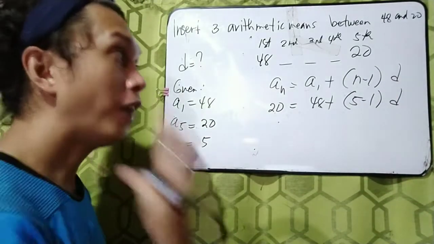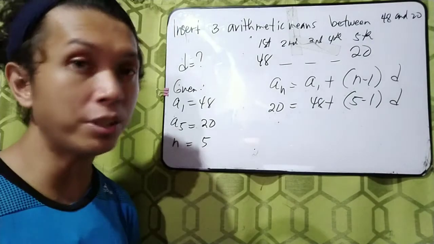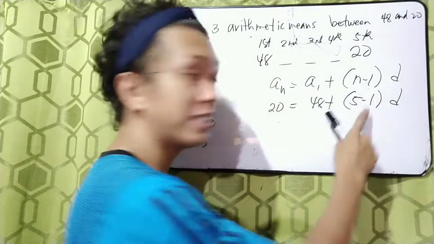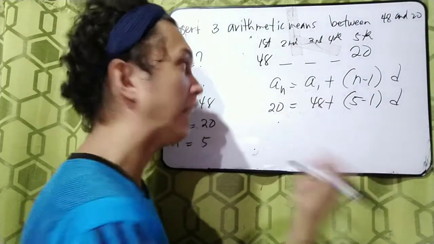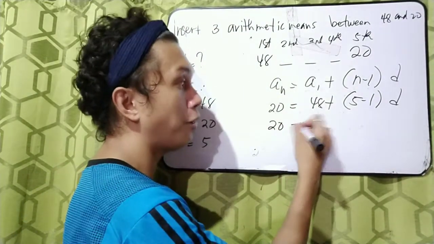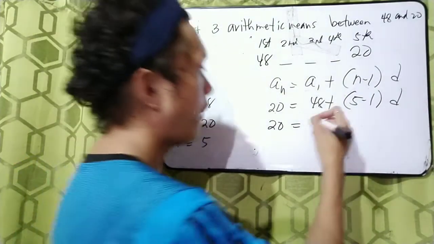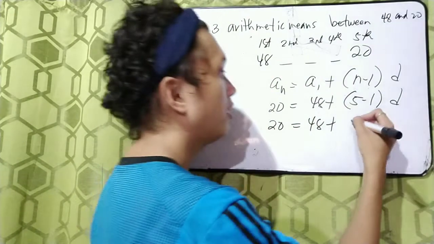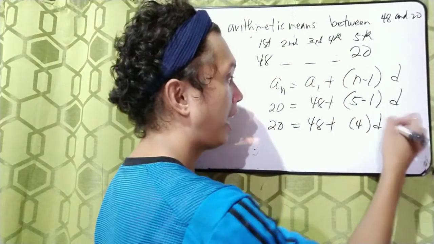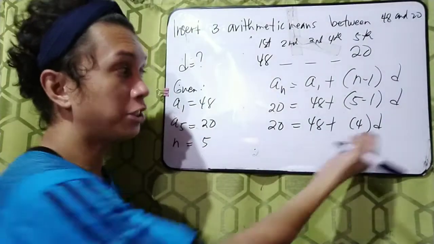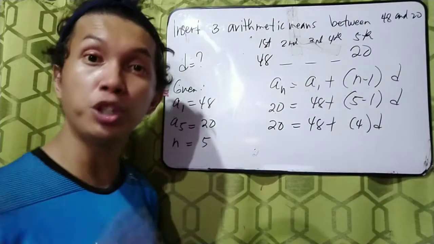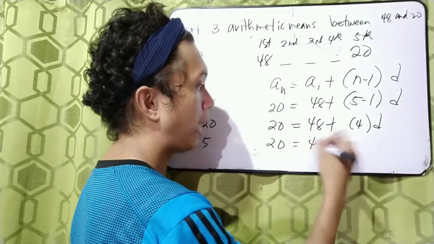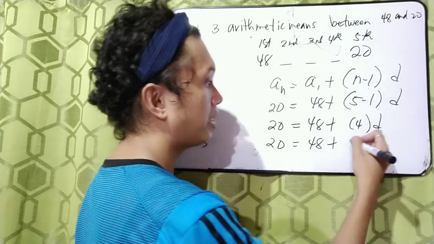Following the rules for series of operations, PEMDAS, parenthesis first. Inside the parenthesis is an operation, so we execute it first and copy those numbers which are not affected. 5 minus 1 is 4 times d. Next, we have multiplication and addition, so we do multiplication first, PEMDAS. So copy. 4 times d is 4d.